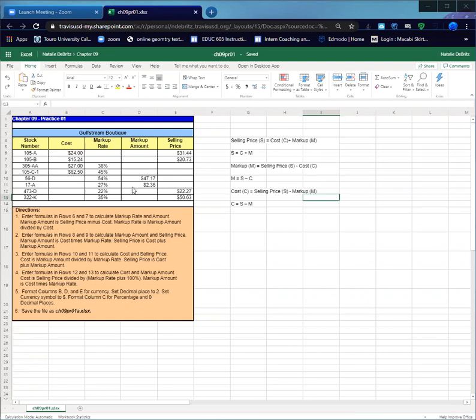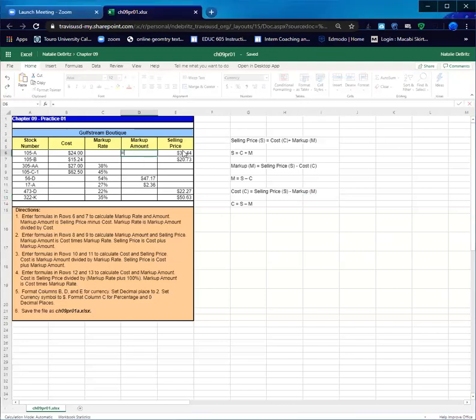depending on what's missing. So if I'm looking for the markup rate and the markup amount, and I have the cost and the selling price, then I have to use these two and subtract them. So the markup here is the selling price minus the cost. So this is going to be equal to the selling price minus the cost. Then I can just drag that down into the next cell.